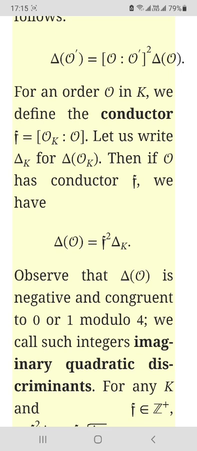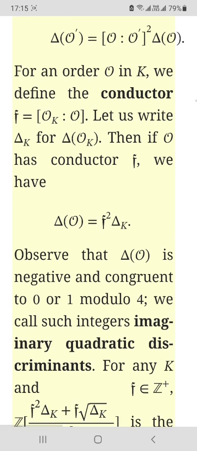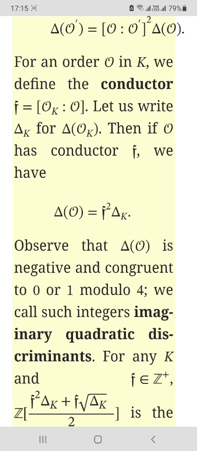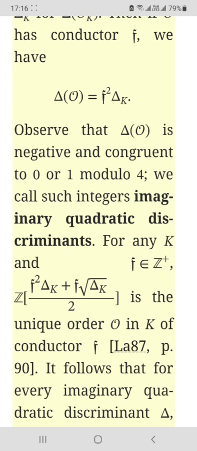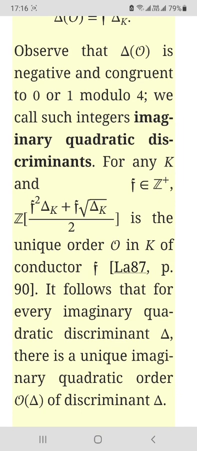For an order O in K, we define the conductor f to be the index of O in O_K. Let us write delta_K for the discriminant of O_K. Thus, if O has conductor f, we have delta of O is equal to f squared delta_K. Observe that delta of O is negative and congruent to 0 or 1 modulo 4. We call such integers imaginary quadratic discriminants.